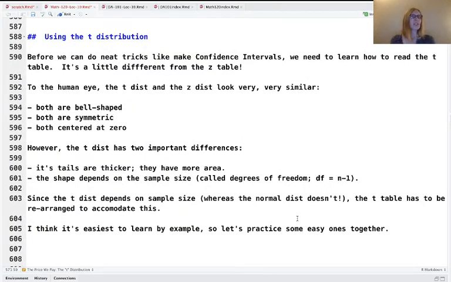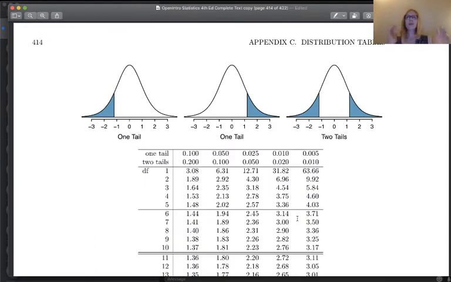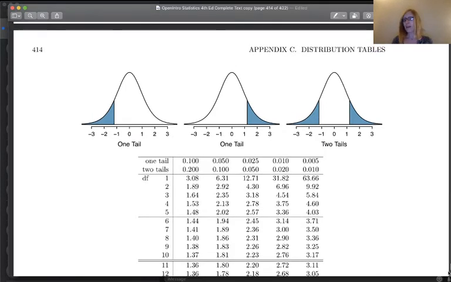The t distribution is very similar to the normal distribution, and in fact, to our eyeballs, you can't even really visually tell the difference. They look very similar. They're both bell-shaped, they're both symmetric, and they're both centered at 0. Let me just show you in your textbook. Your textbook has a t-table. This is the t-table from your textbook, and you can see that's a picture of the t-distribution right there. Looks pretty darn similar, right?